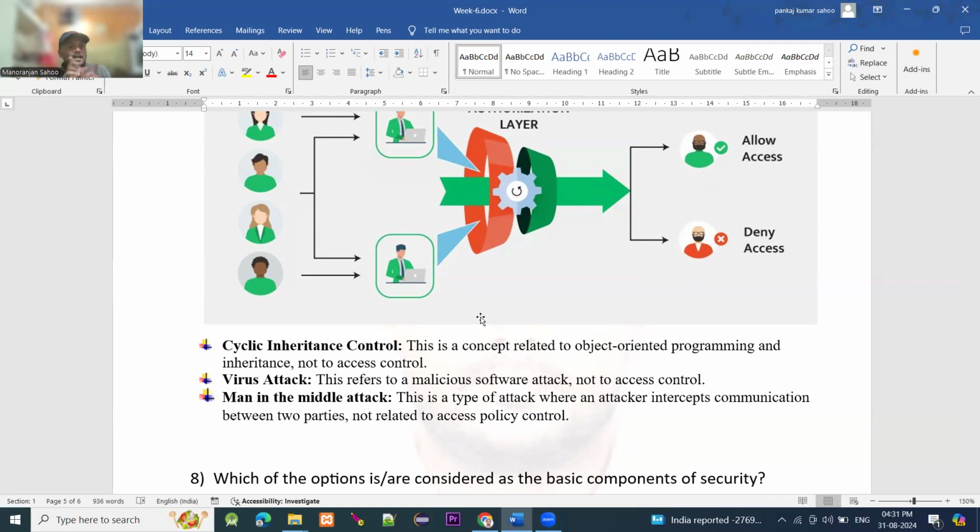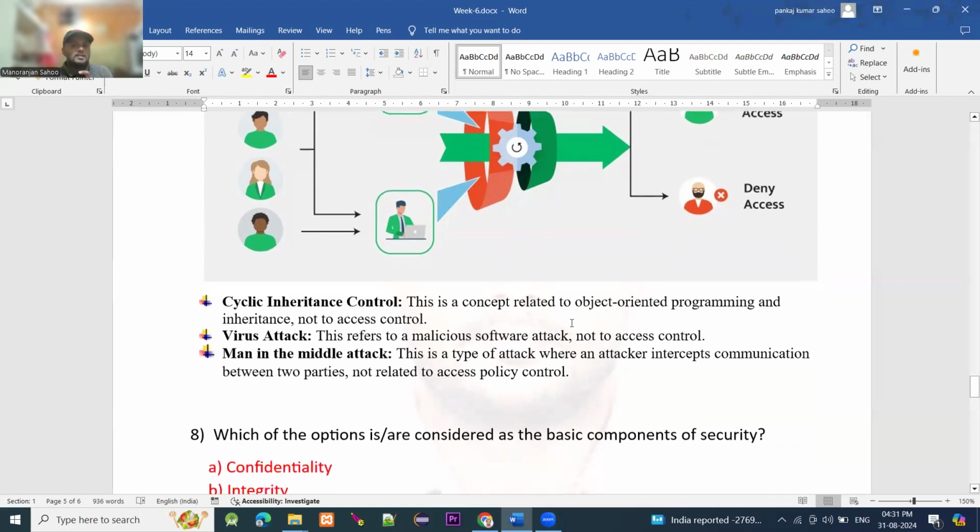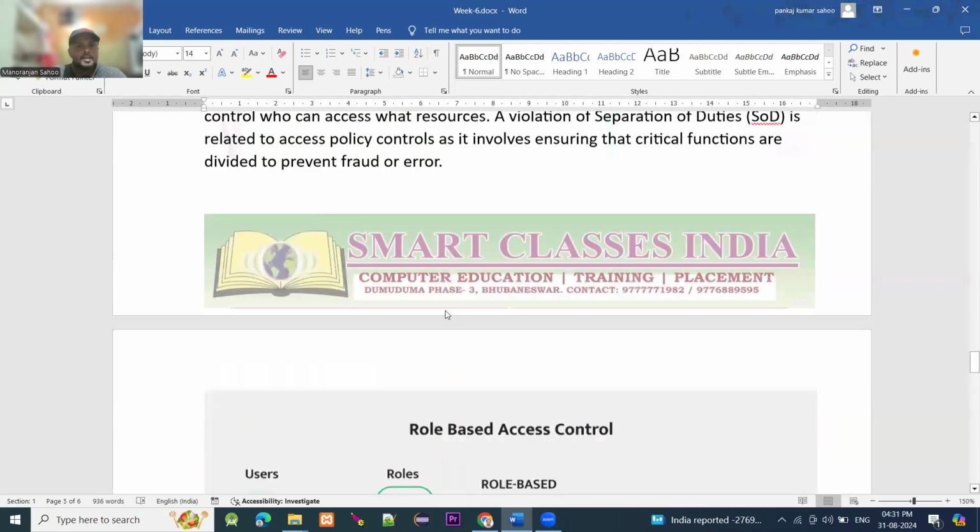Then what about a man in the middle attack? Man in the middle attack means where the attacker intercepts communications between the two parties. Okay, not related to the access policy control. So that is called the man in the middle attack. Here, which is the most appropriate and correct answer?